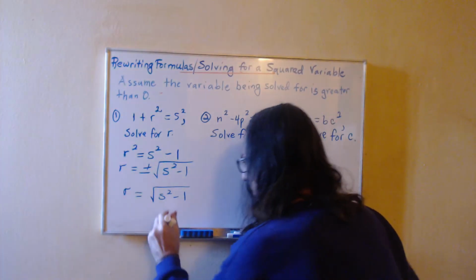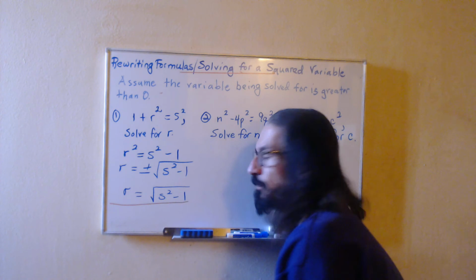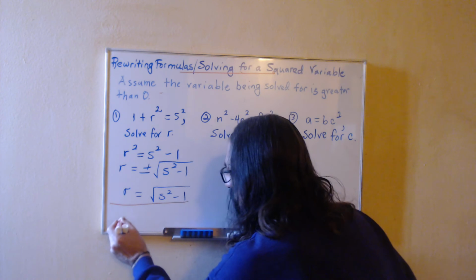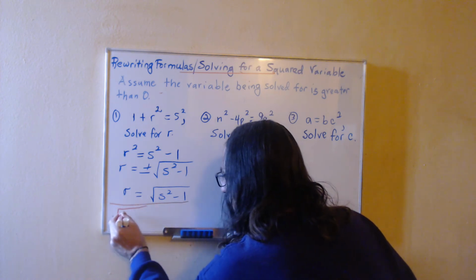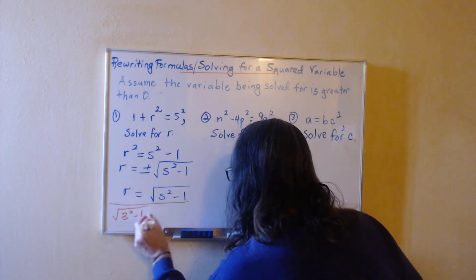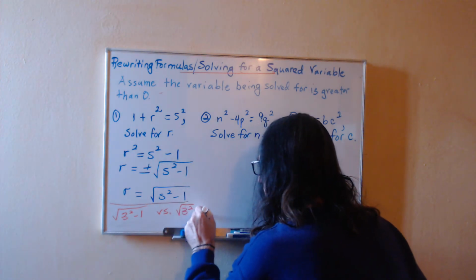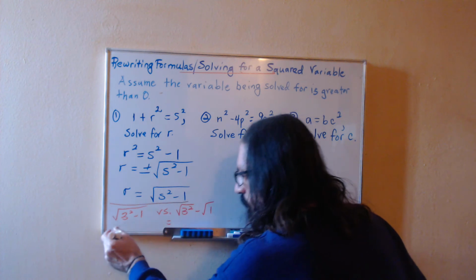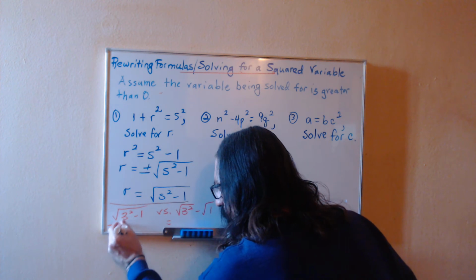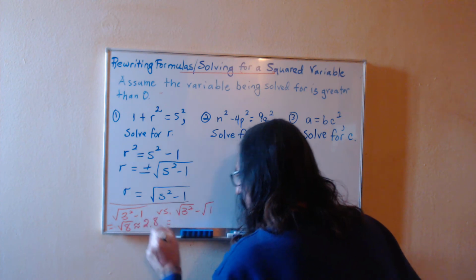Although there is a product rule and a quotient rule for splitting up square roots, there is not one for adding or subtracting. If s was 3, and you thought that you could split up that square root, well, here you get 3 squared is 9, 9 minus 1 is 8, and that would be approximately 2.8.